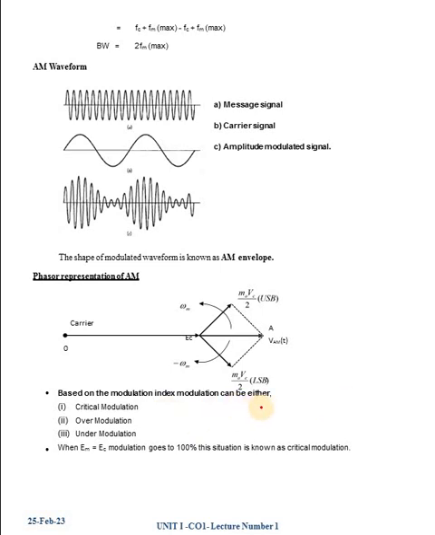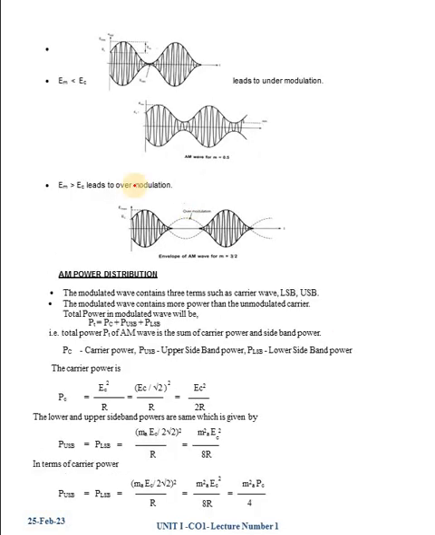Based on the modulation index, modulation can be either critical modulation, over modulation, or under modulation. So these are all under the category of modulation. When EM is equal to EC, modulation index goes to 100%. This situation is called critical modulation. That is, the maximum magnitude of the carrier as well as the modulating signal both are going to be the same. That is called critical modulation. So this is a waveform which represents the critical modulation. Both the magnitudes are the same, carrier as well as the modulating signal.